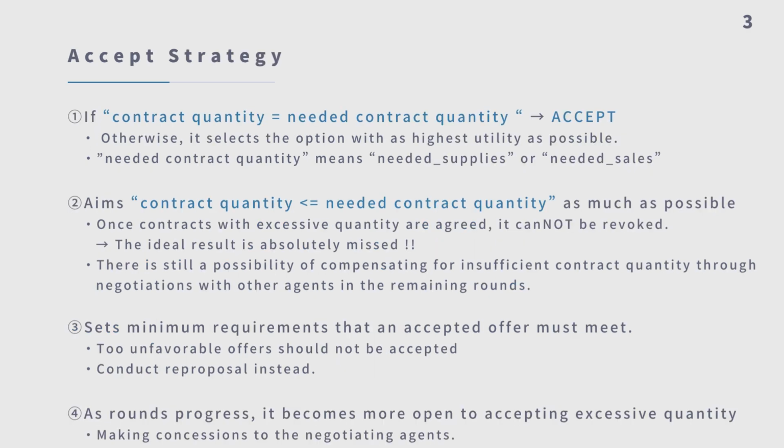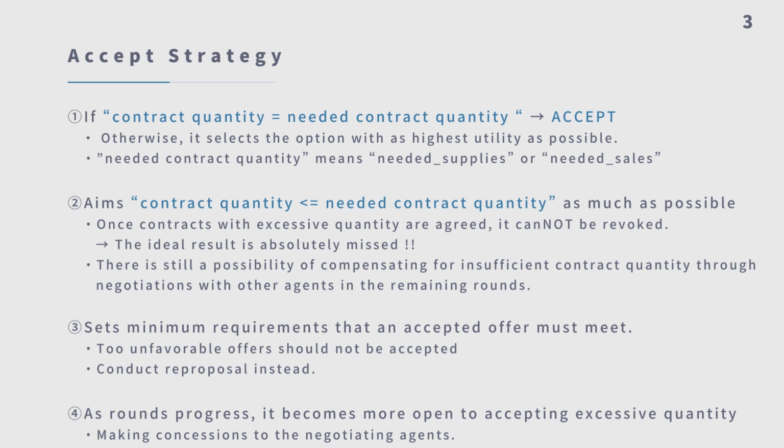Next, I'm going to talk about accept strategy. My accept strategy has four rules below. First, if the situation of offer is contract quantity equals to needed contract quantity, my agent will accept them. Otherwise, it selects the option with as highest utility as possible. In my presentation, needed contract quantity means needed supplies or needed sales. They can be taken from AWI.